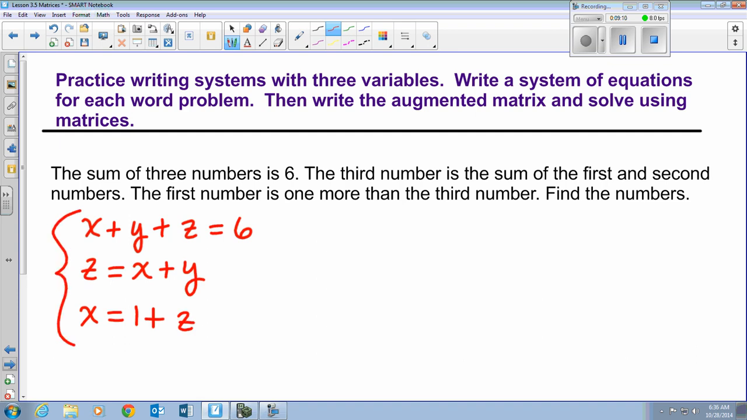If we're going to solve using matrices, we've got to put all of them in the same order. So all of our x's in one column, all of our y's, all of our z's, all of our constants in our augmented matrix. So 1, 1, 1, 6.